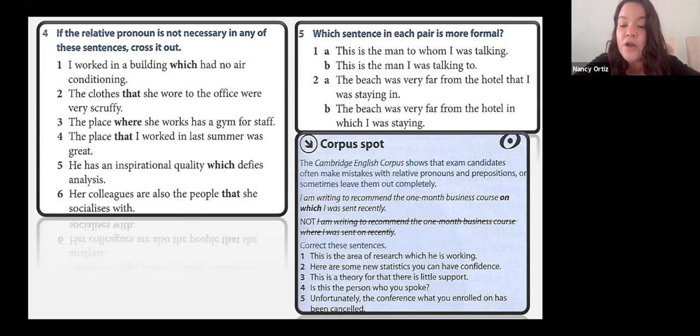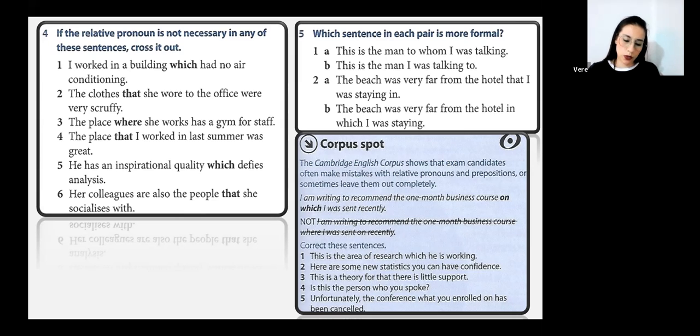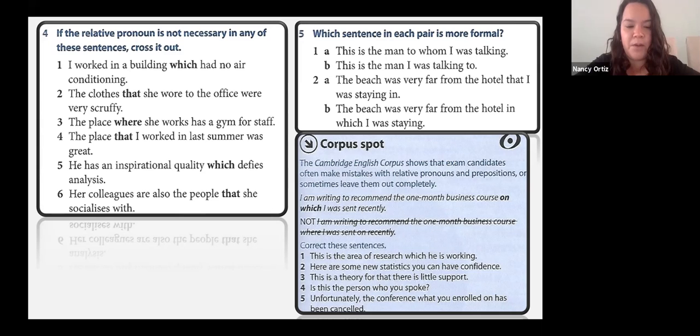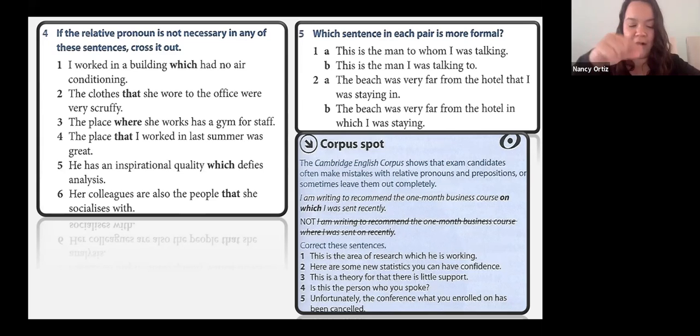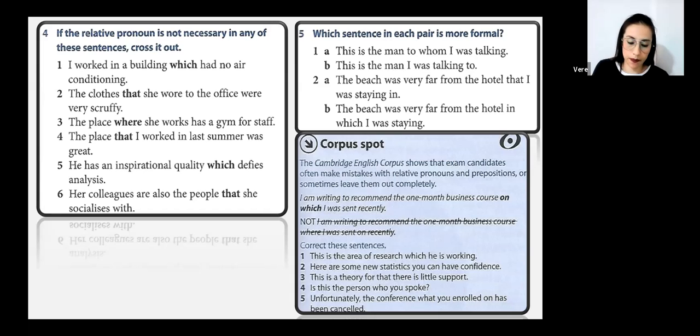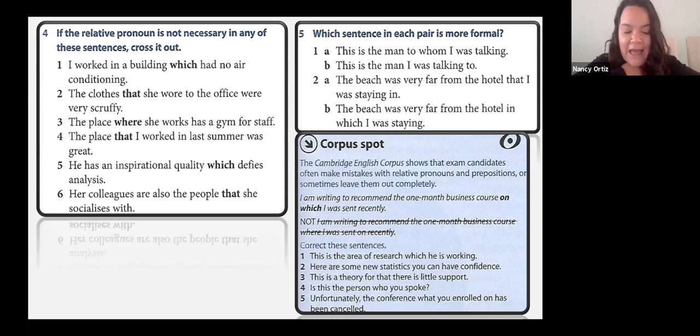Is this the person who you spoke? Is this the person to whom you spoke? Is this the person to whom you were speaking? Okay. Bere, please, because I heard so many at the same time. Can you please repeat yours? Is this the person to whom you spoke? Almost there. With whom you spoke? With whom you spoke. And that is correct.